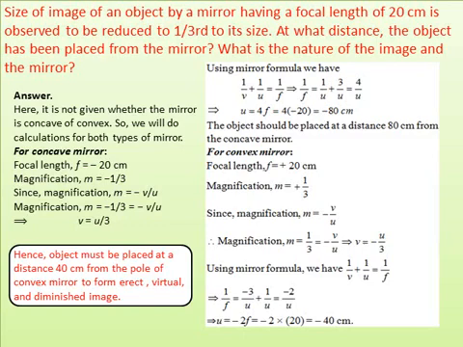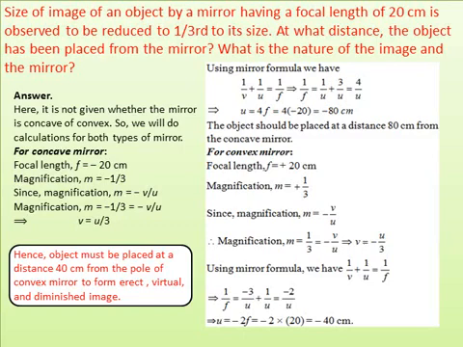If you analyze this question, you will find a lot of complications. The question doesn't tell you whether it is a concave mirror or a convex mirror. What information is it giving? It has a focal length of 20 centimeter and the size of the image is reduced to 1/3.